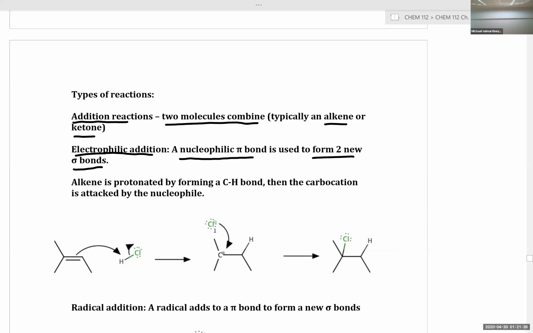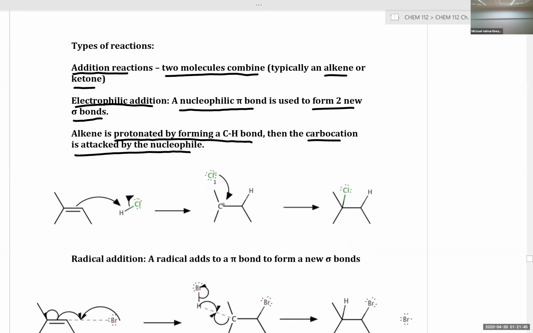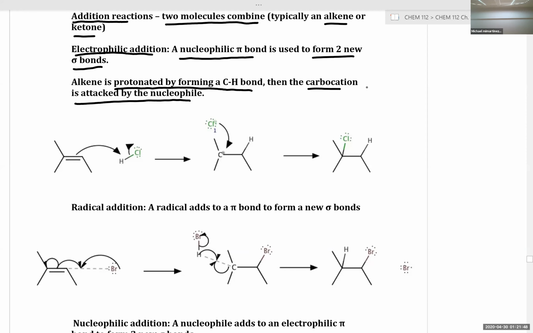So an example of this is alkene addition, where the alkene is protonated by forming a carbon-hydrogen bond, and then the carbocation is attacked by a nucleophile. This is a boilerplate mechanism that you see a lot for addition reactions. The other class of addition, if this first case would be considered polar addition, is radical addition, where a radical adds to a pi bond to form new pi bonds. So in this case, we have a clear radical intermediate that then abstracts a hydrogen to generate our addition product.